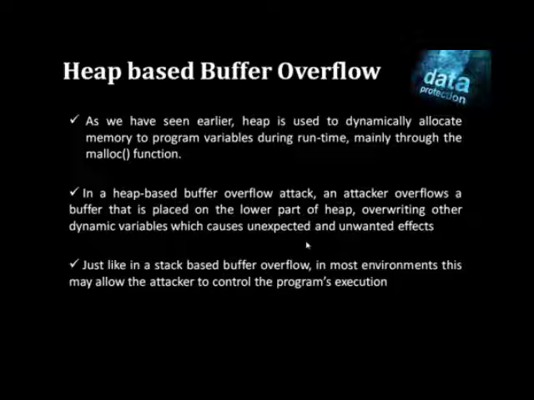Apart from stack overflows, another common type of condition called heap-based buffer overflow is prevalent in exploit testing. As we have seen earlier, heap is used to dynamically allocate memory to program variables during runtime, mainly through the malloc function. In a heap-based buffer overflow attack, an attacker overflows a buffer which is placed on the lower part of heap, overwriting other dynamic variables which cause unexpected and unwanted effects. Just like in a stack-based buffer overflow, in most environments, this may allow the attacker to take control over the program execution.